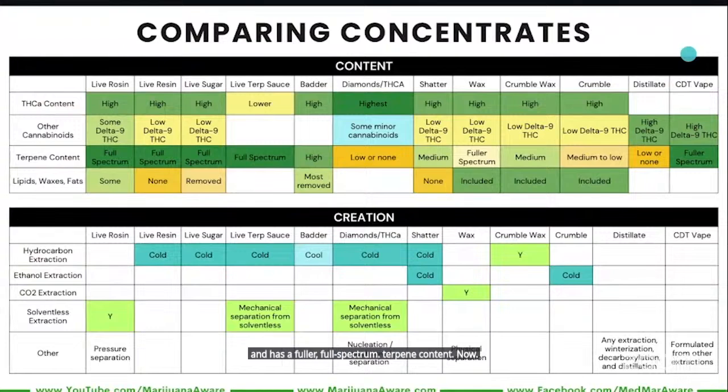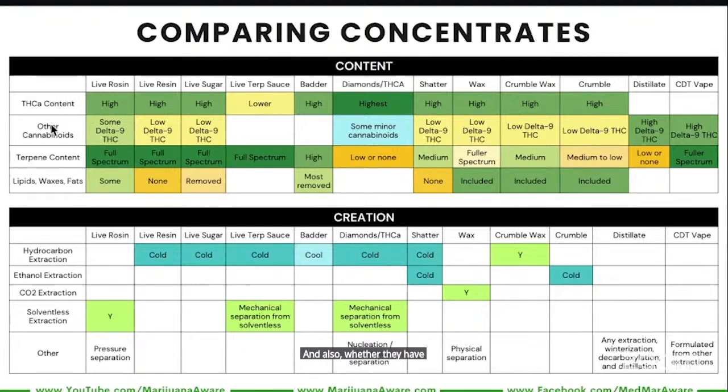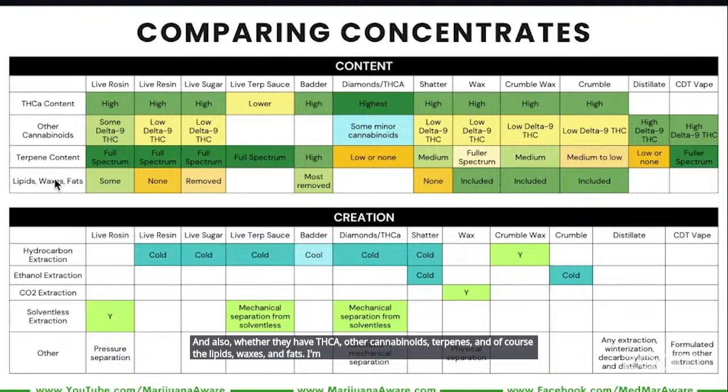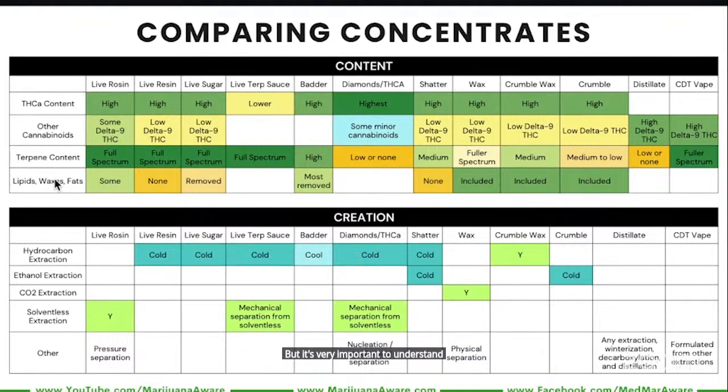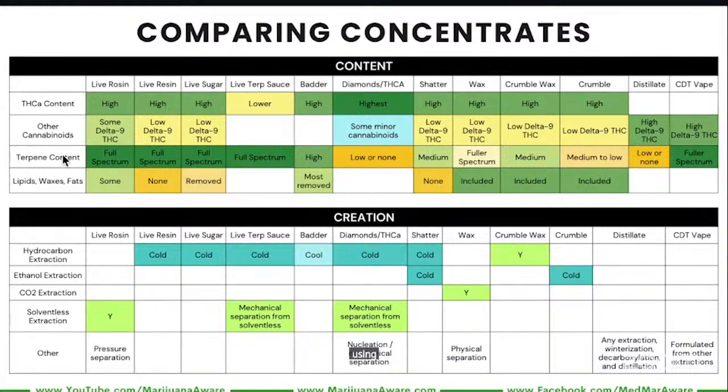Now, this is a nice comparison chart of the various types of concentrates and whether they have THCA, other cannabinoids, terpenes, and of course the lipids, waxes, and fats. I'm not going to run through this because there's a lot of information here, but it's very important to understand that most of the reason why people use concentrates is because of the temperature settings that you can make using the product and also the content of the terpenes that are in the product itself.